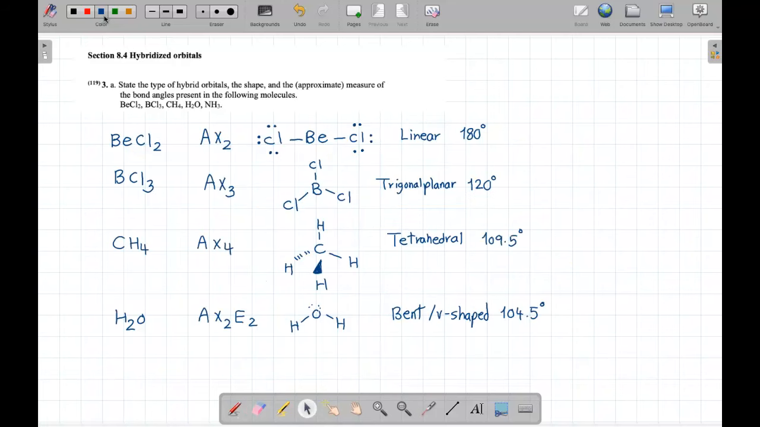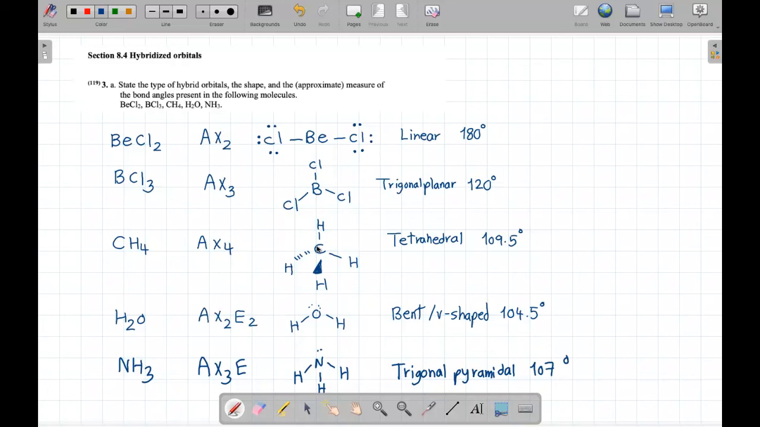The last one is the NH3. The shape of any molecule that has one central atom and 3 other atoms around it and 1 lone pair of electrons, so it is AX3E, is a trigonal, but this time it's not planar, it's trigonal pyramidal. So the pyramid shape, and the angle for this one is 107 degrees.